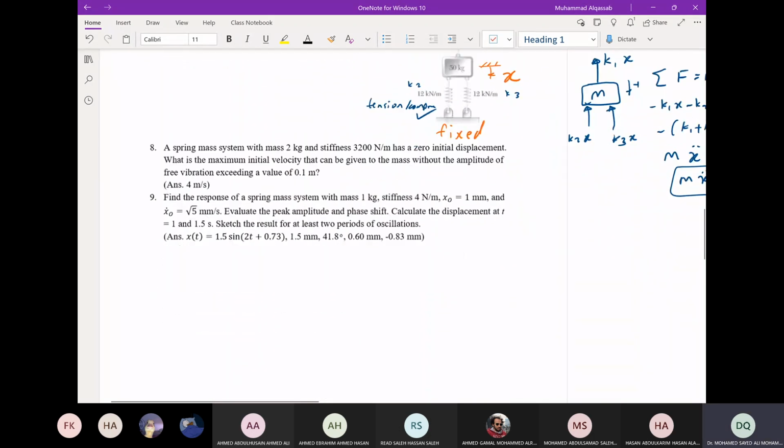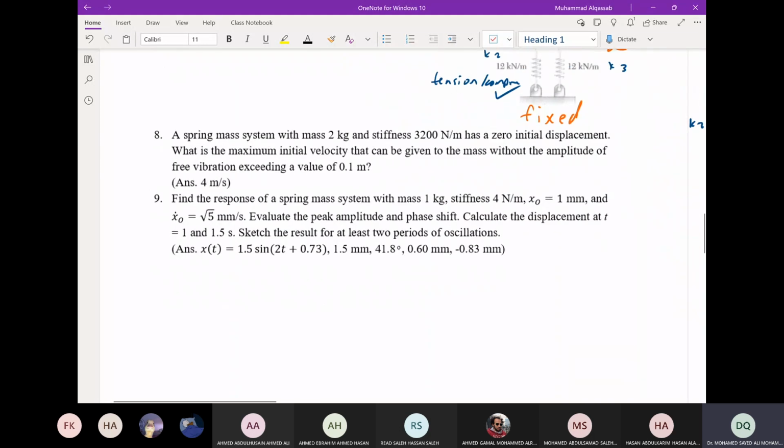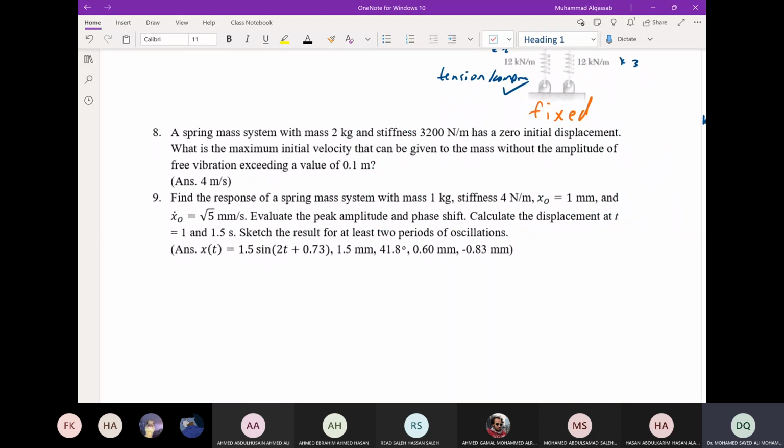Okay, number 8 is a spring mass system with mass 2 kilogram and stiffness 3,200 Newton per meter. It has a zero initial displacement. What is the maximum initial velocity that can be given to the mass without the amplitude of the free vibration exceeding a value of 0.1 meter?